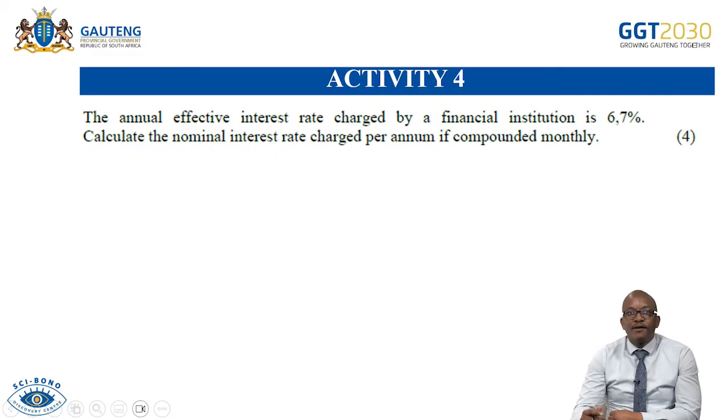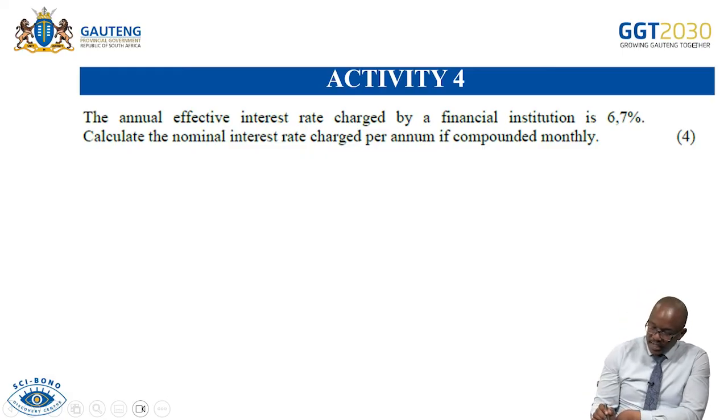So now you can pause it a bit, do it, see if you understand, then play it to check your answer. So now we can pause the video a bit and then deal with it. But moving forward, we have: the annual effective interest rate charged by a financial institution is 6.7%. Calculate the nominal interest rate charged per annum if compounded monthly.